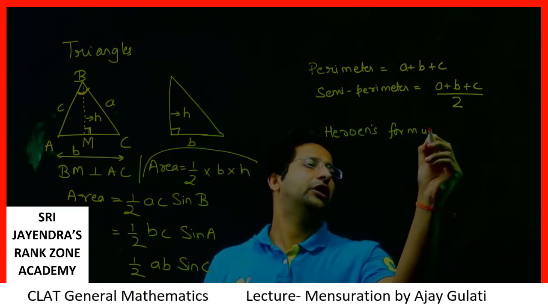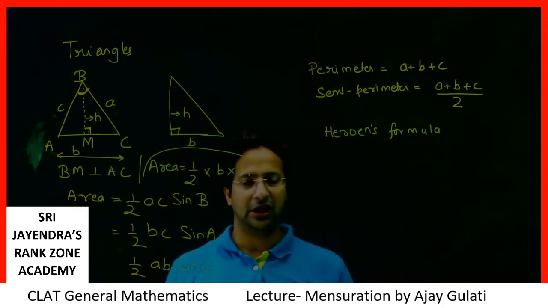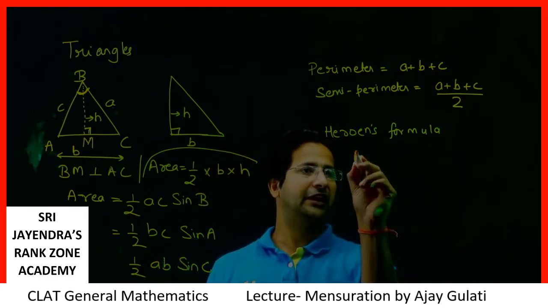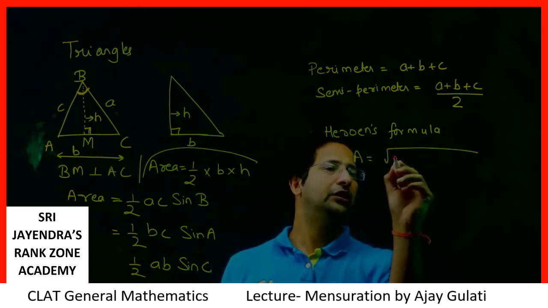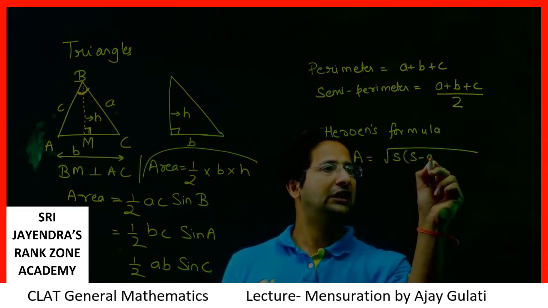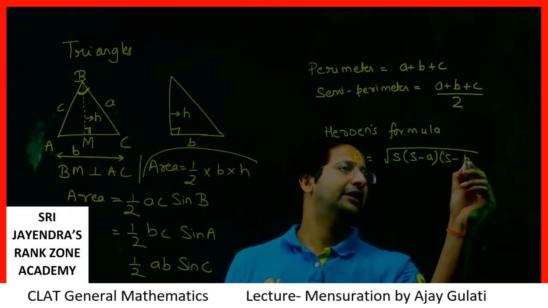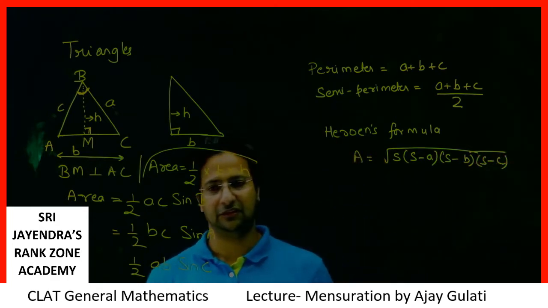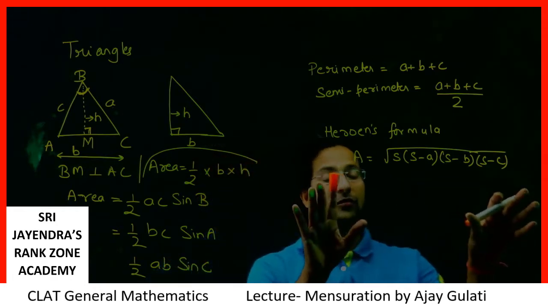We will be shortly doing questions on all of these. Area of a triangle using Heron's formula. So how will we do that? That is, area is equal to under the root S into S minus A, S minus B and S minus C. This is the area formula using Heron's formula.